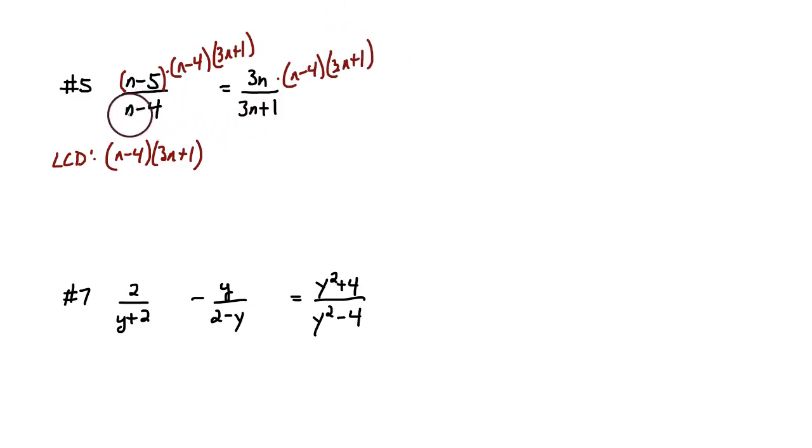The reason you do that is so that the denominators cancel away. Let's create our new equation. On the left side, we're going to multiply the binomials n minus 5 times 3n plus 1 using FOIL. N times 3n is 3n squared. N times 1 is 1n. And negative 5 times 3n is negative 15n. Those combine to negative 14n. And negative 5 times 1 is negative 5.